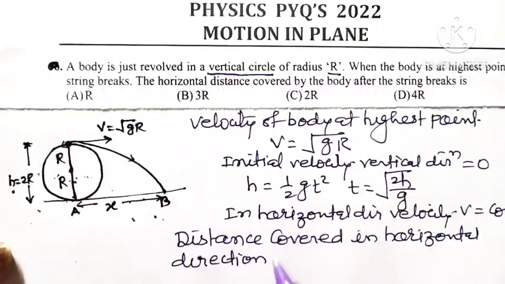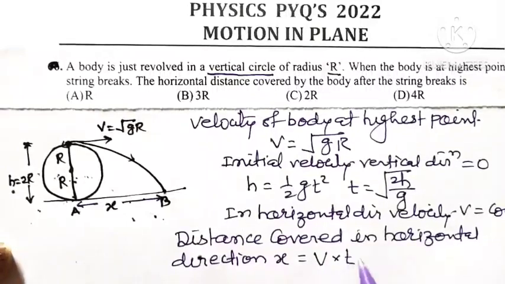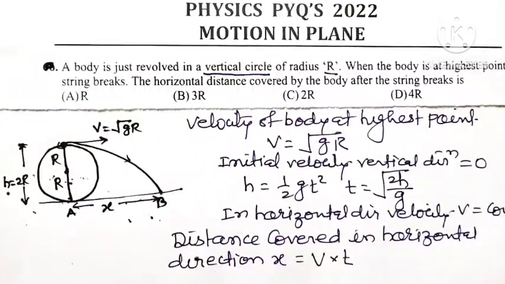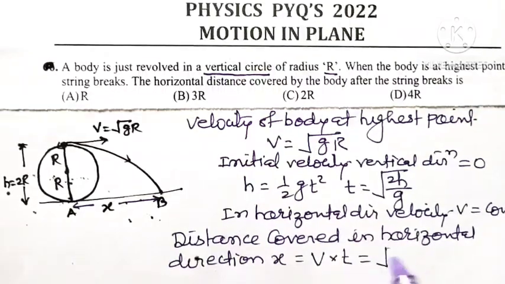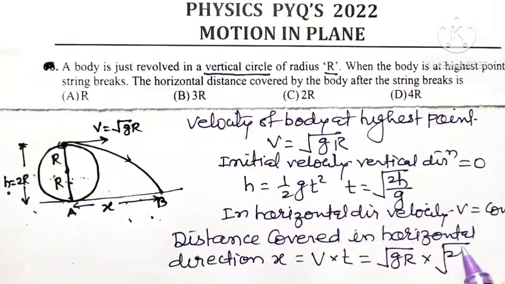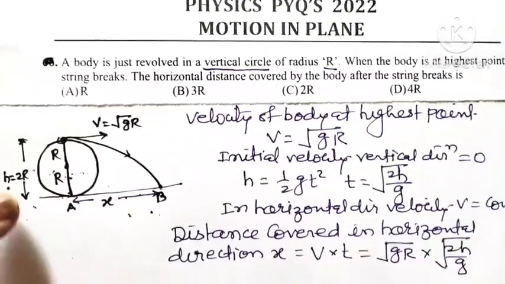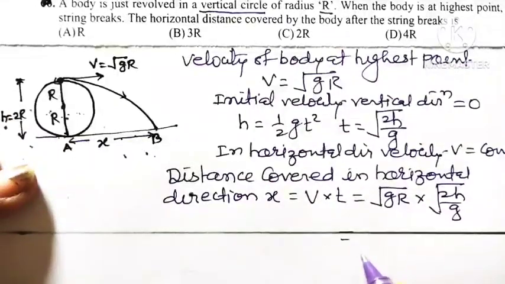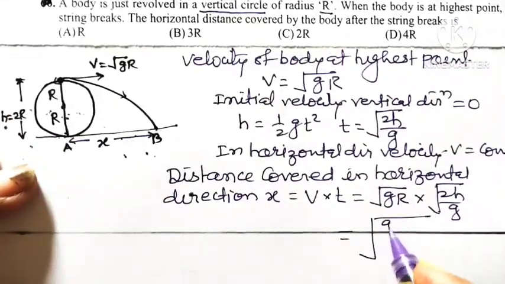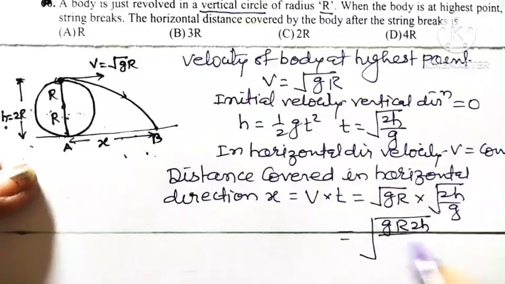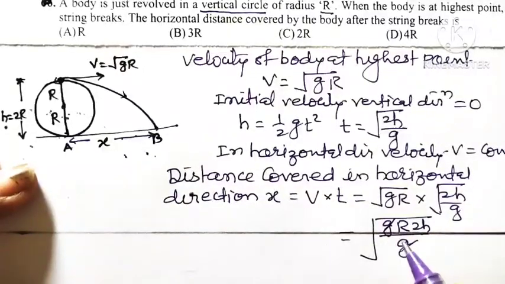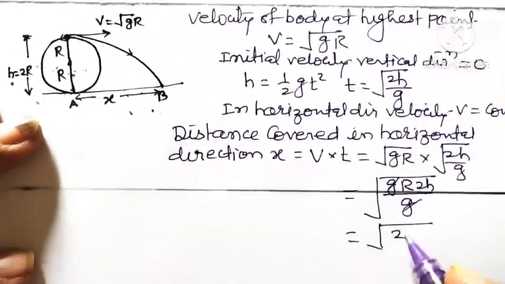So distance x is equal to horizontal velocity multiplied by the time taken, which is t. Let us put the value of velocity v, which is under root of g into r, and time t equal to under root of 2h divided by g. Simplifying, x is equal to under root of g into r into 2h divided by g. This g gets cancelled with g, so it is equal to under root of 2h into r.